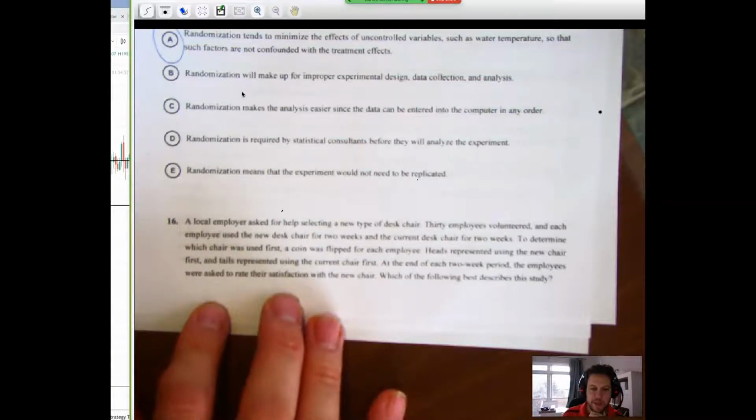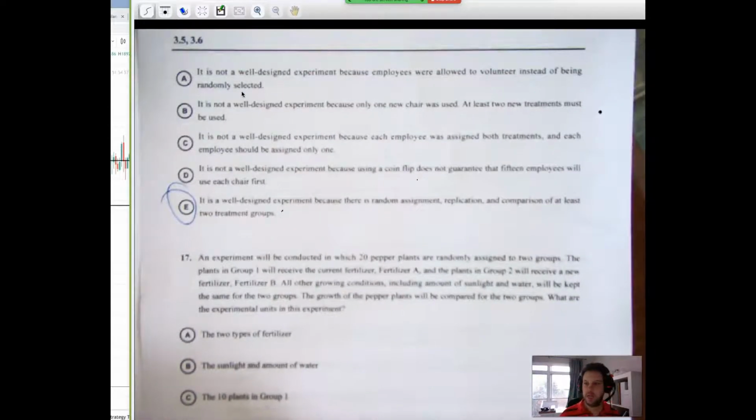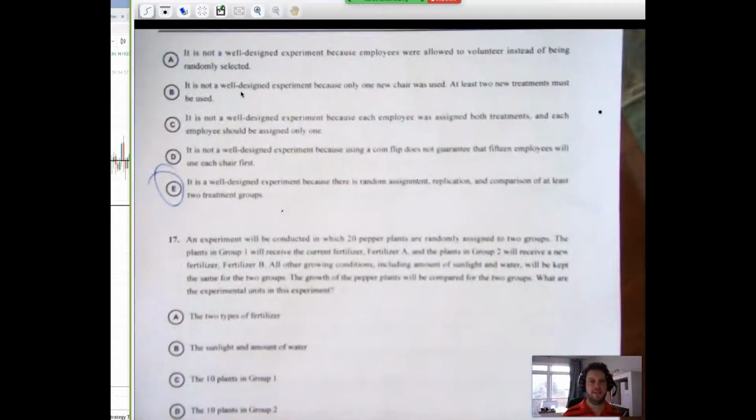At the end of the 2-week period, they were asked to rate their satisfaction. So what do we got here? It's not well designed because they were allowed to volunteer. Well, some things you can't control, like who volunteers for the experiment. What you do is randomly put them into groups. You're not necessarily going to get a random selection of all the people in the world, and then you can't generalize beyond where we were, but we don't need to randomly select patients. We just randomly put them into groups.